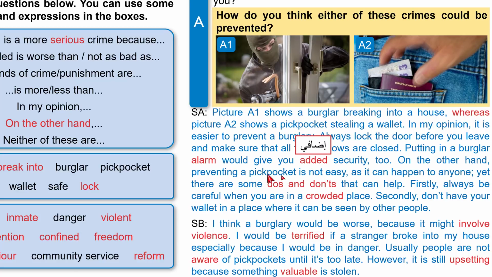On the other hand, preventing a pickpocket is not easy, as it can happen to anyone. Yet, there are some do's and don'ts, things that you should do and things that you shouldn't do, that can help. Firstly, always be careful when you are in a crowded place that is filled with people. Secondly, don't have your wallet in a place where it can be seen by other people. Keep it hidden inside your pocket.